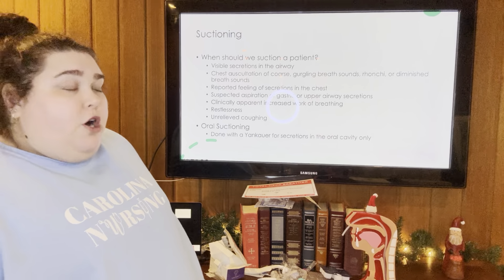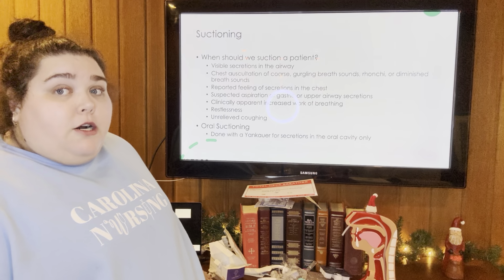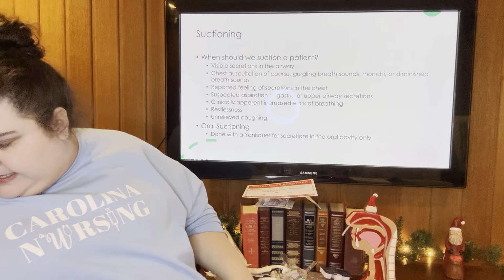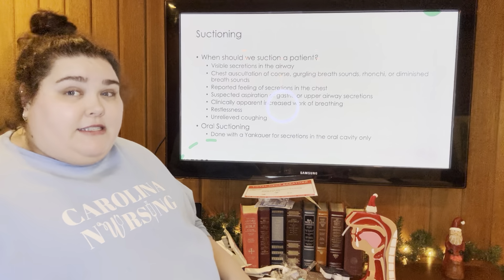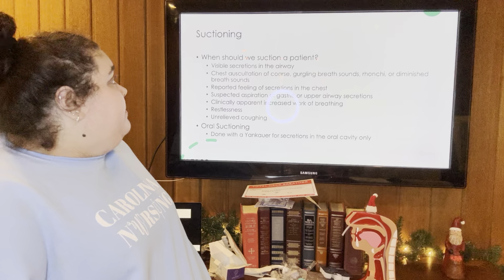And just unrelieved coughing. So you can do oral suctioning with a Yankauer, and that's for secretions that are in the oral cavity only. And the Yankauer is the hard, firm tubing. I don't believe I have one of those to show you, but it is like the dentist office style tubing. So we don't want to try and put that down the trach, obviously.